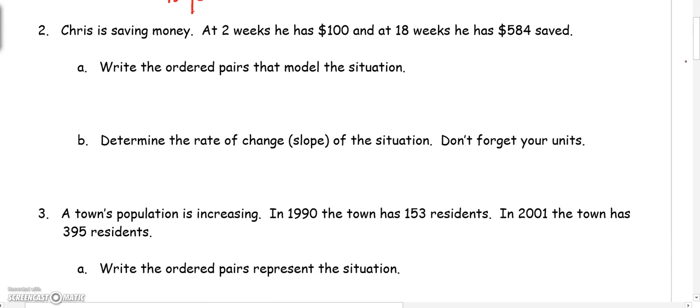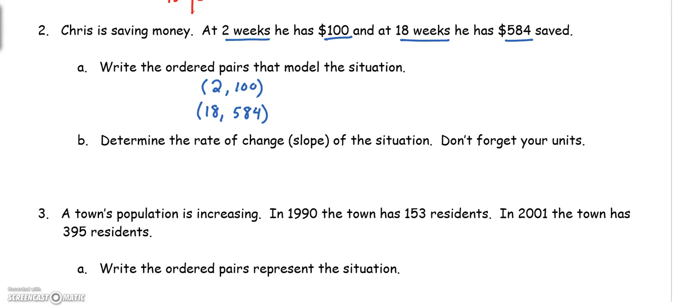Number 2, Chris is saving money. At 2 weeks, he has $100, and at 18 weeks, he has $584 saved. So our two sets of information is 2 weeks, $100, and 18 weeks, $584. I'm going to write my ordered pair: at 2 weeks, he has $100, and at 18 weeks, he has $584. I can use that information to find my slope.